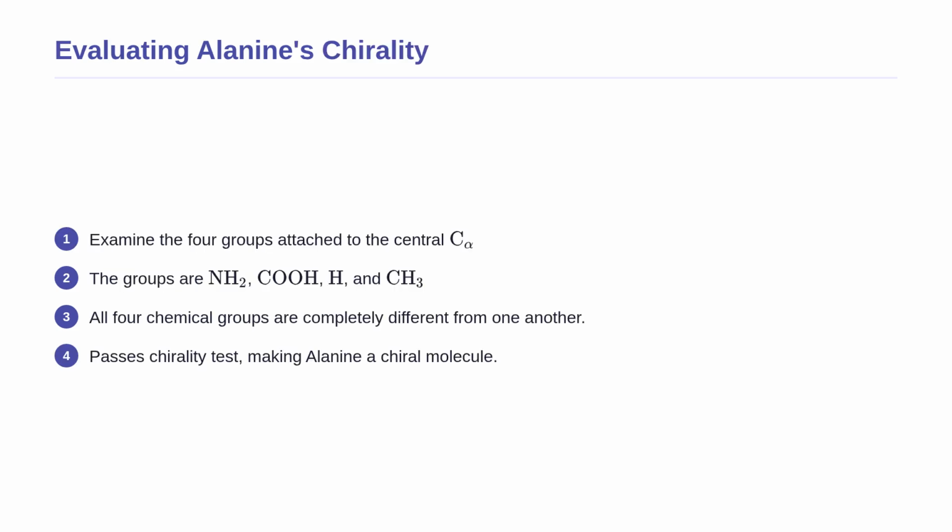With the structure of alanine established, let us test it for chirality. We evaluate the 4 chemical groups attached to the central alpha carbon: an amino group, a carboxyl group, a single hydrogen atom, and a methyl group. When we compare these 4 attachments, we can clearly see that they are all completely different from one another. There are no duplicates. Because the central alpha carbon is bonded to 4 entirely different chemical groups, alanine is definitively a chiral molecule. This means it can exist in 2 non-superimposable mirror image forms, known as L-alanine and D-alanine.